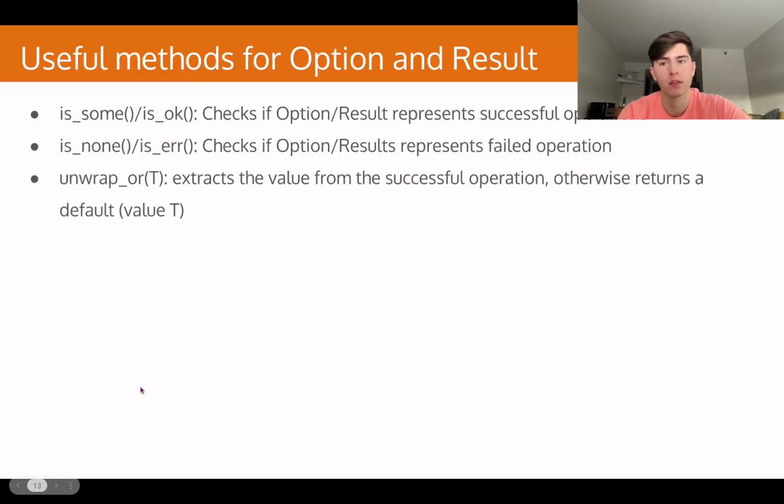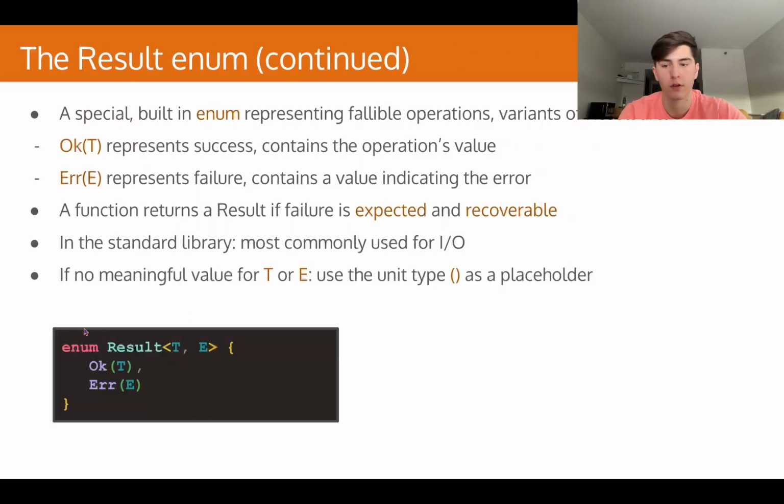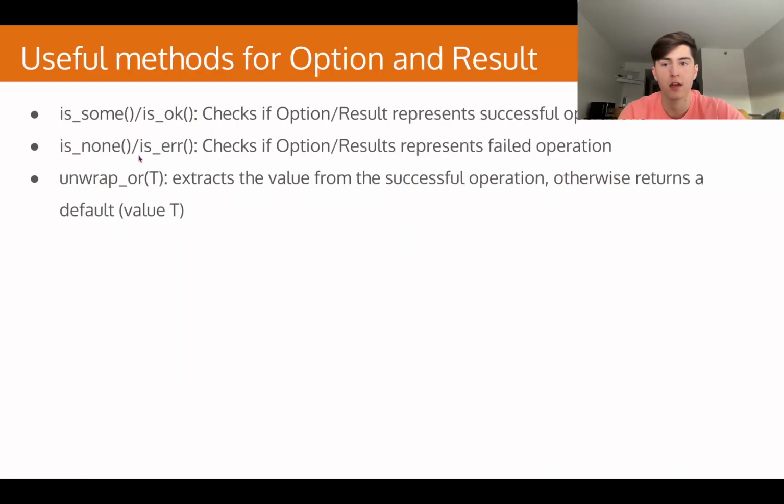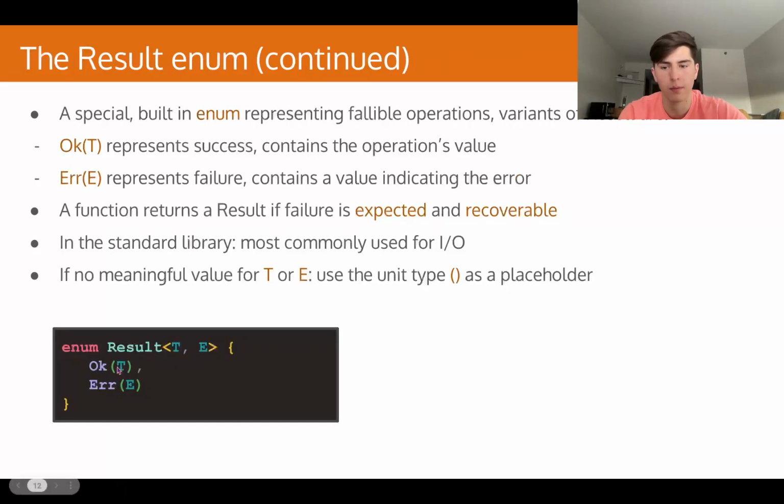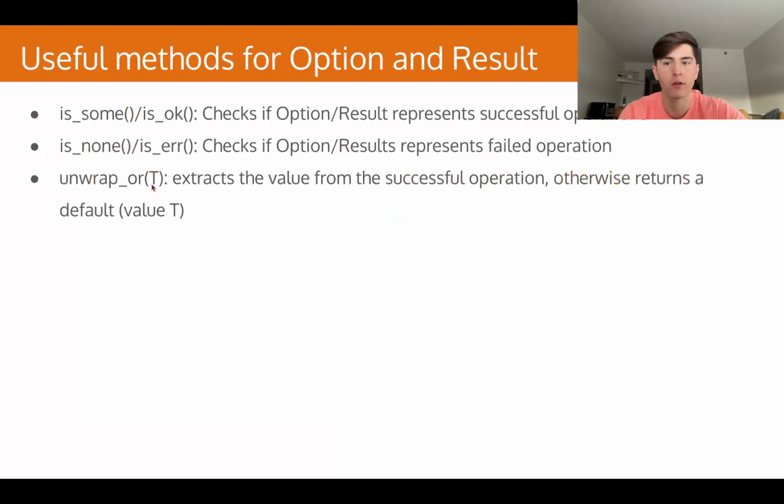So, some useful methods. Options and results come with is_some or is_ok for their successful checks. This returns a Boolean value with whether, for example, the result is an Ok value, then you can unwrap it safely. And is_none and is_err check the opposite. Unwrap_or, instead of panicking like the normal unwrap, would return the value stored in the option or enum, like here. It would unwrap this value T, or it would return some default value if it's, for example, a None that doesn't contain any value.